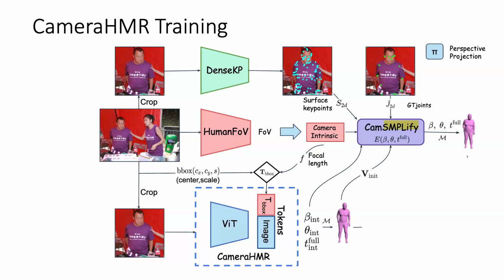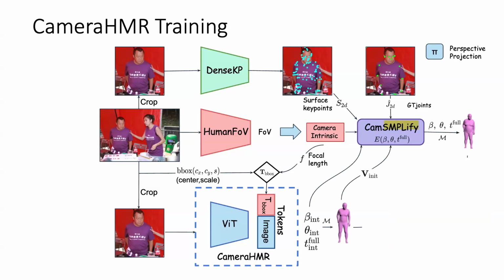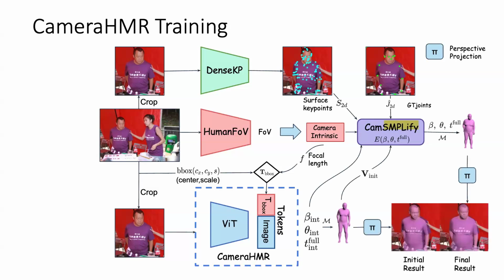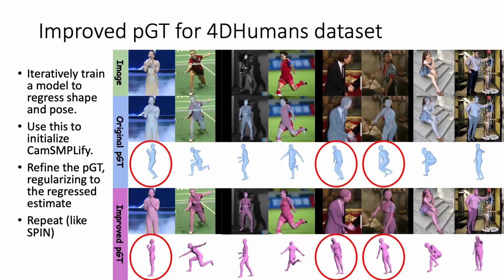But then we go a little bit further, which is we do something like SPIN, and we iterate this process. We use the estimated body from a trained CameraHMR to initialize CamSMPLify. This is important to get good initialization. Then using those dense keypoints, we run that again. Then we take that estimated pseudo ground truth and we use it in our loss to train CameraHMR. This process repeats, I think we do it 3 times, and we get much more accurate ground truth. So for the 4D Humans dataset, you can see here, for example, one bias: the blue ones are the original 4D Humans dataset.